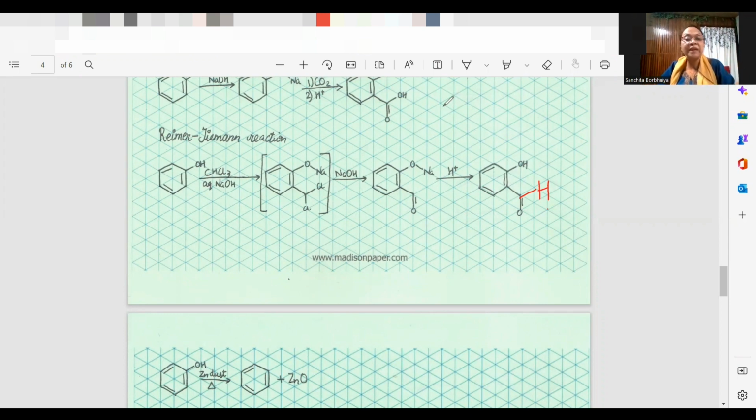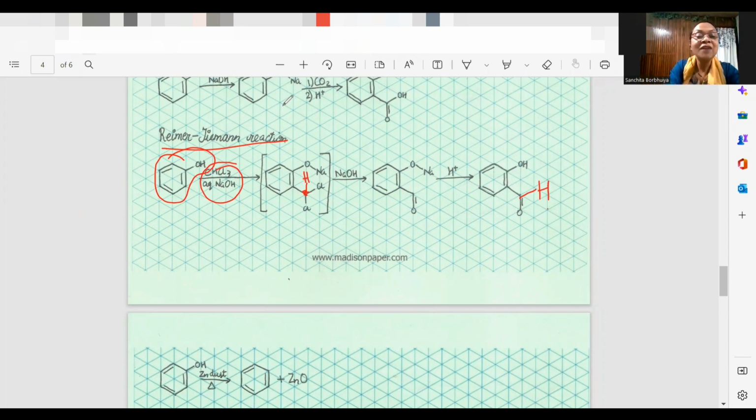Okay, so in the Reimer-Tiemann reaction, what is done is that phenol is treated with chloroform in presence of sodium hydroxide, so it gives you an intermediate. And then we are not doing the mechanism of the reaction where it involves a dichlorocarbene intermediate. We'll surge ahead because it's a quick revision.